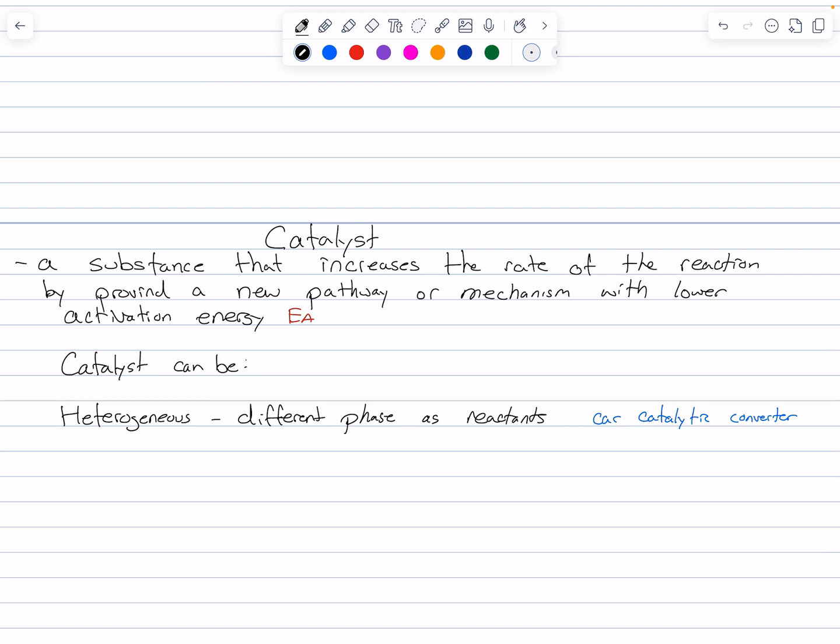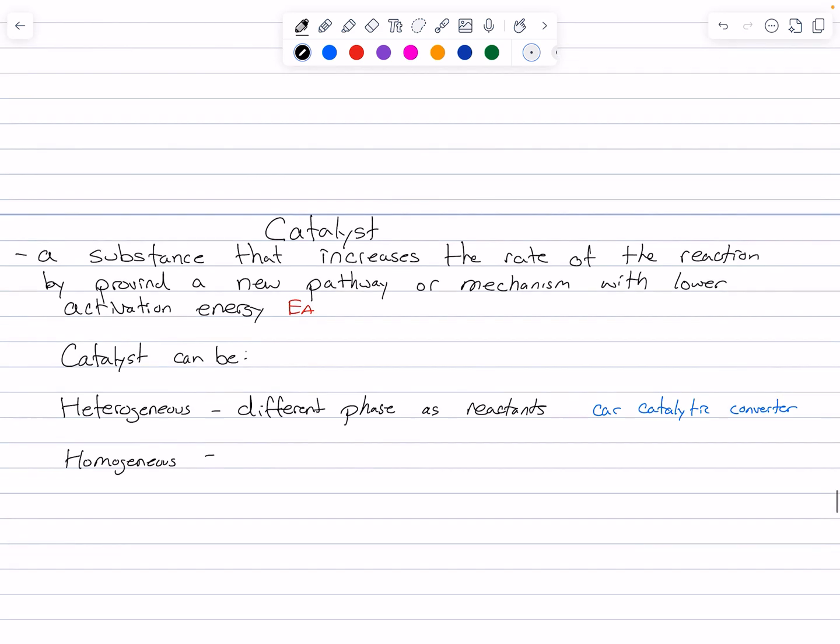Now, the other way a catalyst can be is homogeneous. And you're probably already ahead of me. It's in the same phase. So we're in a single phase with the reaction. That's typically liquid, especially for what we want. But it can be gases as well, all right? And an example would be enzymes. So enzymes are an example of an aqueous catalyst in the body that speed up reactions a lot.